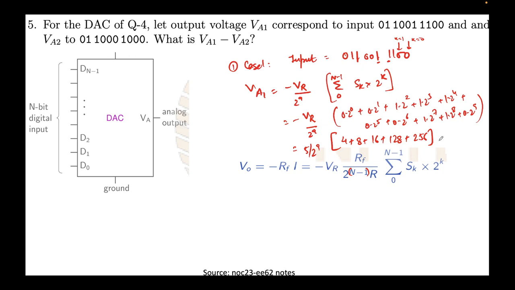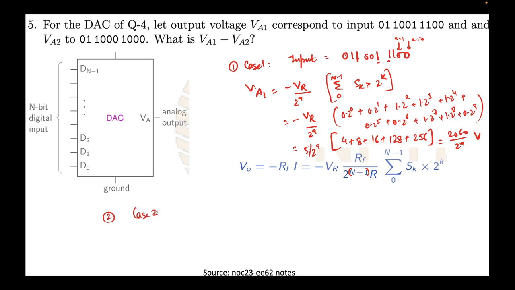So if I calculate this, this will come out to be 5 times, let me use my calculator. 256 plus 128 plus 16 plus 8 plus 4, that is 412, times 5, that's 2060. So it turns out to be 2060 over 2 raised to the power 9 volts. I'm not solving this further because we are required to find the difference, and only then will we find it.